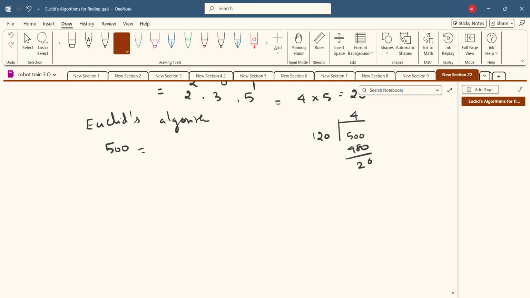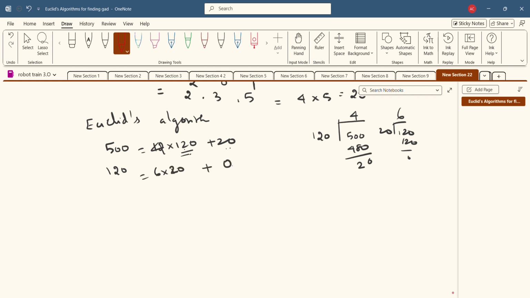So how are we going to write it? 500 equals 4 into 120 plus 20. When A is divided by B, the remainder is 20. Next, what are we going to do? The remainder R2 is obtained when B is divided by R1. When 120 is divided by 20, how many times will 20 be there? 6 times. So 6 into 20 is 120, and the remainder is 0.